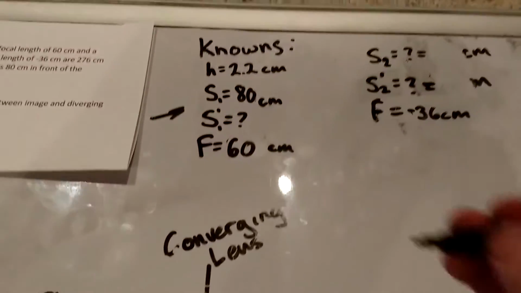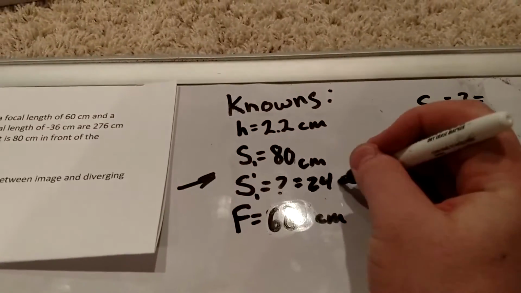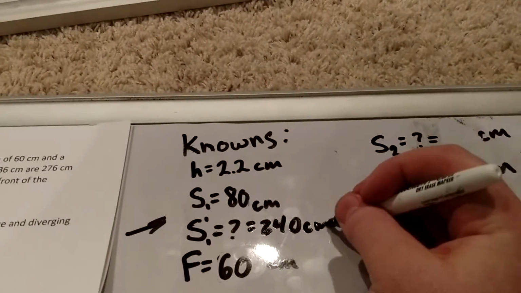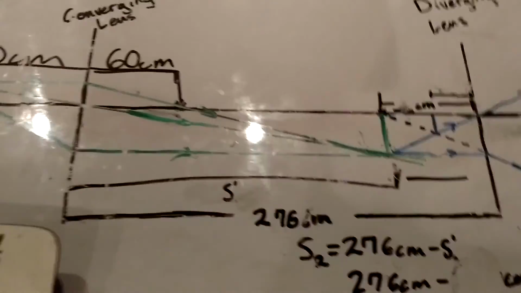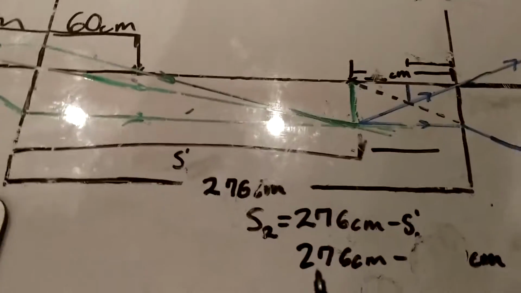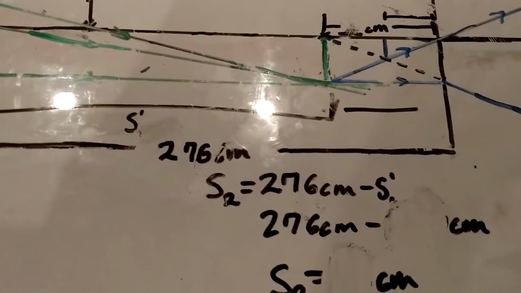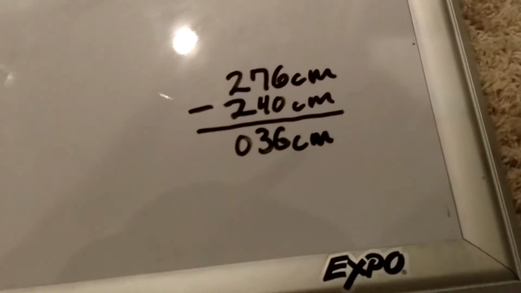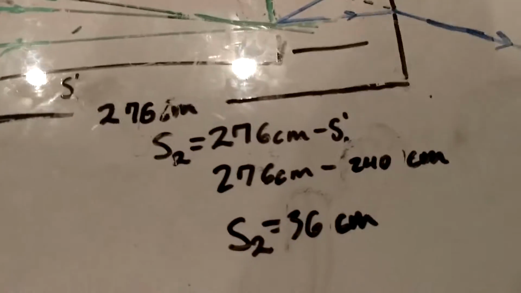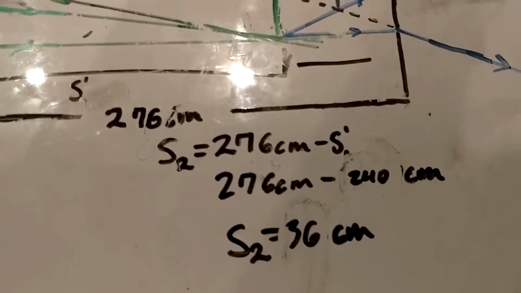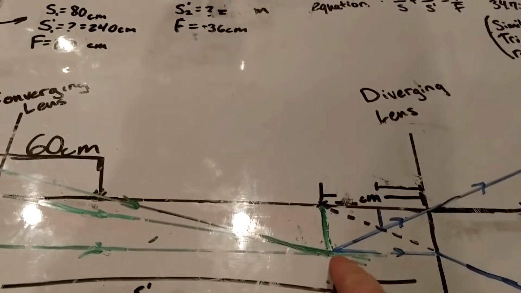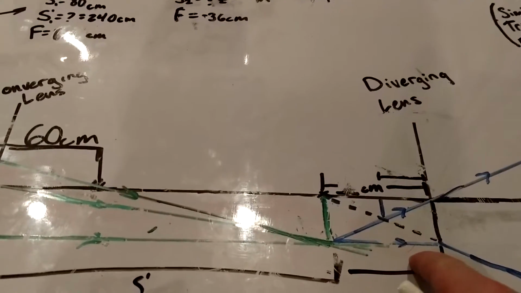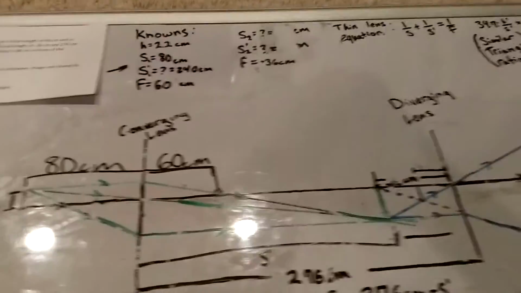So let's see. Back to our knowns. 240 centimeters. Alright. So now that we have this number, we need to subtract 240 from 276. That will easily get us 36 centimeters. Now that we have the object distance from the first image to the diverging lens, we can do the thin lens equation again. Wonderfully.